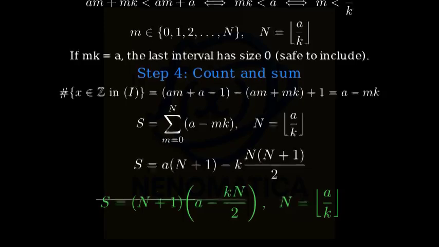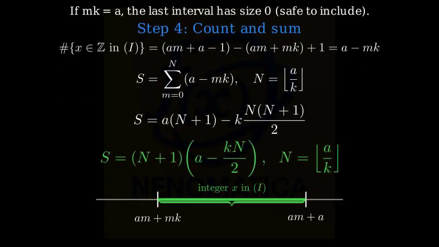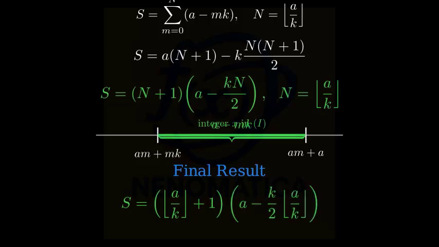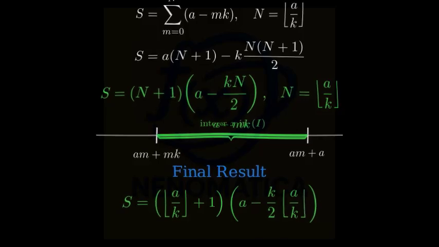Quick intuition. Each m gives a green segment from am plus mk up to am plus a. Its integer length is a minus mk. Summing all such lengths across allowed m finishes the count. Final result. The total number of integer solutions equals n plus 1 times a minus kn over 2, where n is the floor of a divided by k.